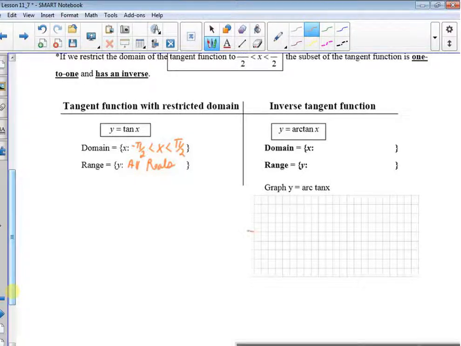So here's your x-axis, y-axis. Okay, so here I'm going to put -1 here and +1 there. And I'm going to put pi over 2 up here and -pi over 2 down there. And it's undefined at pi over 2, so the asymptote goes like this.